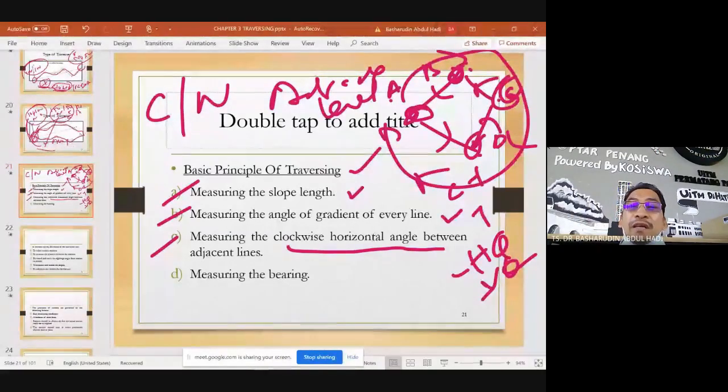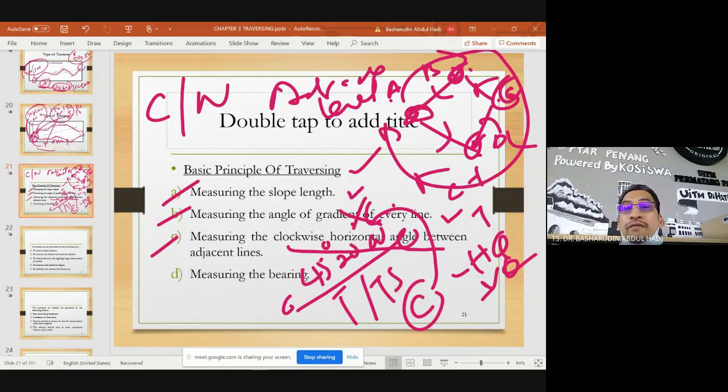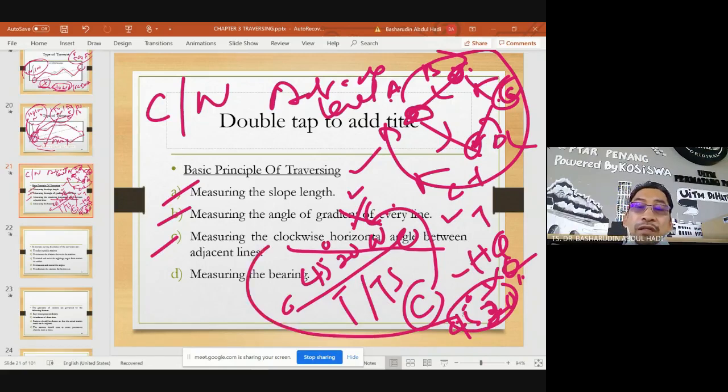And when you're measuring the bearing, for example at station A and point B, you must have, number one, degree, 45 degree. Number two is minute. Number three is second. But remember, this is if using a theodolite or total station. If using a compass, you don't have the second. You only have, for example, 45 degree, 20 minute, something like this.